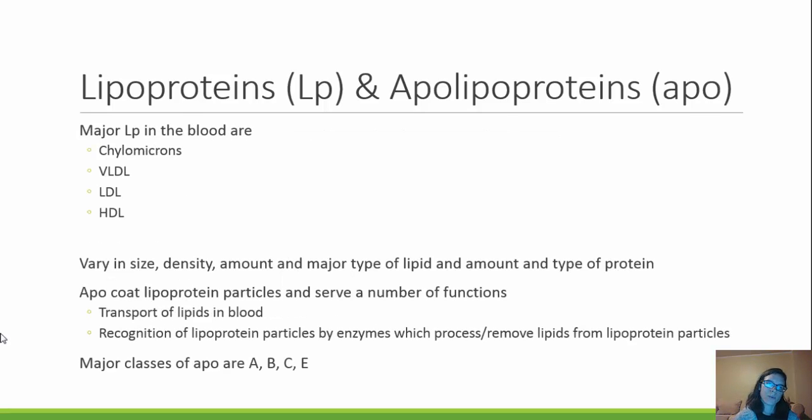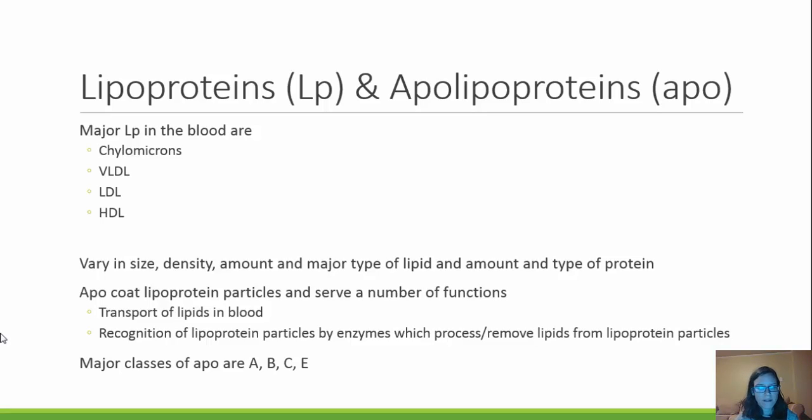Okay, so our major lipoproteins that we find in the blood are chylomicrons, VLDL, LDL, and HDL. And these vary in their size and density and amount of cholesterol, lipid, and protein that they contain. And then an apolipoprotein coats a lipoprotein particle and serves a number of functions.